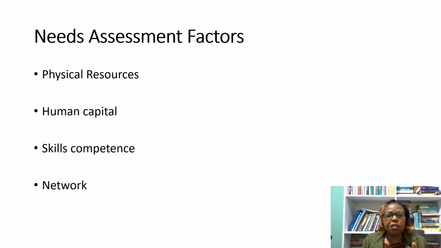It's also good to consider the human capital that is present. And when I talk about the human capital, there are some practicum sites or internship sites where students must work with other professionals.